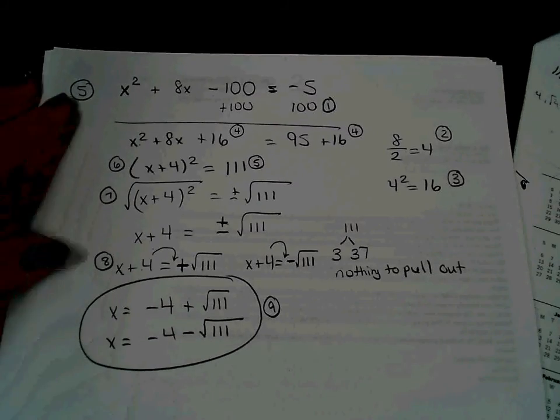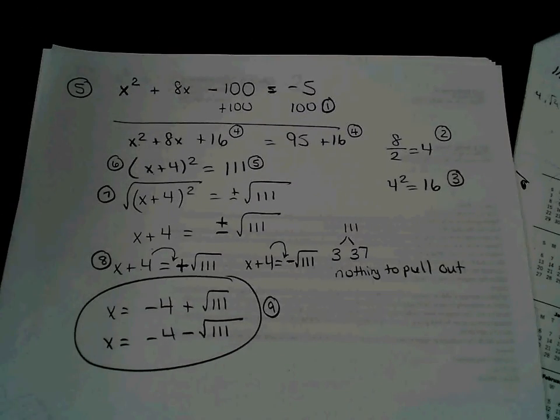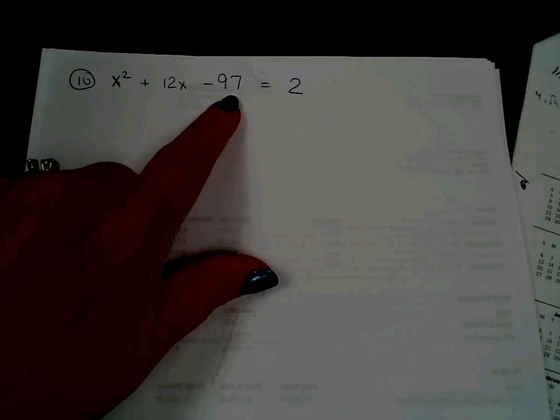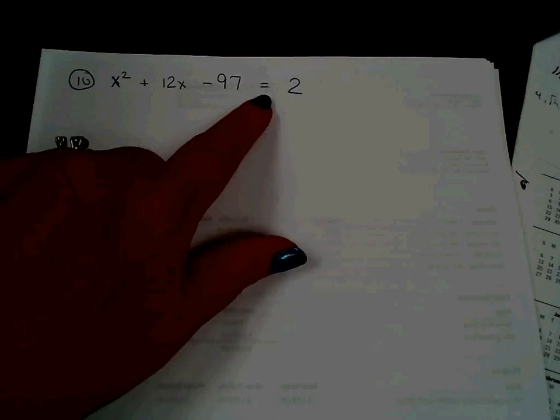Okay. Now, one last one that a lot of people missed was number 10 on Friday. So if you will be so kind to work for me now, problem 10, and then come back for a third video. x squared plus 12x minus 97 equals 2.